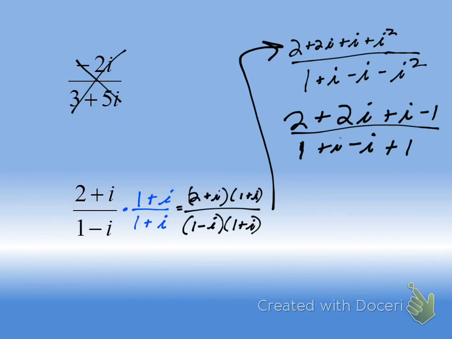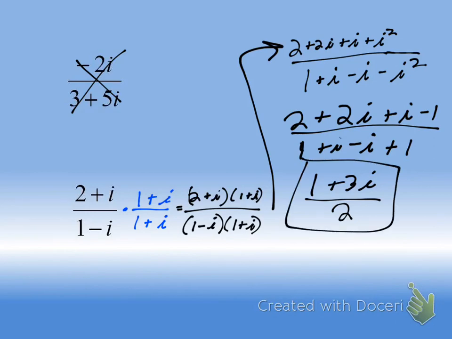Now get your like terms top and bottom. So 2 minus 1 gives you 1. 2i plus i gives you 3i. 1 plus 1 gives you 2. i minus i gives you 0.